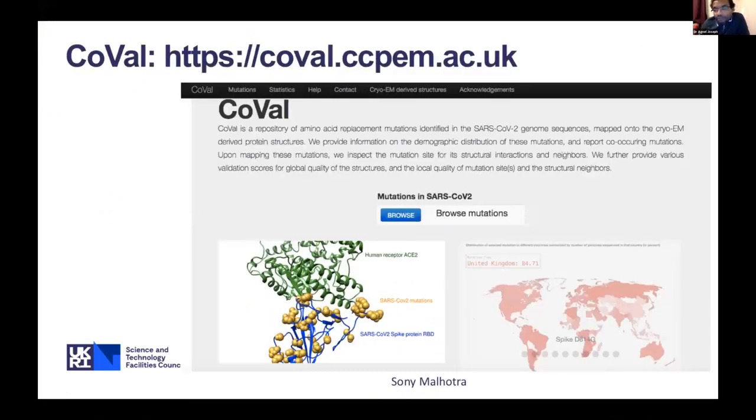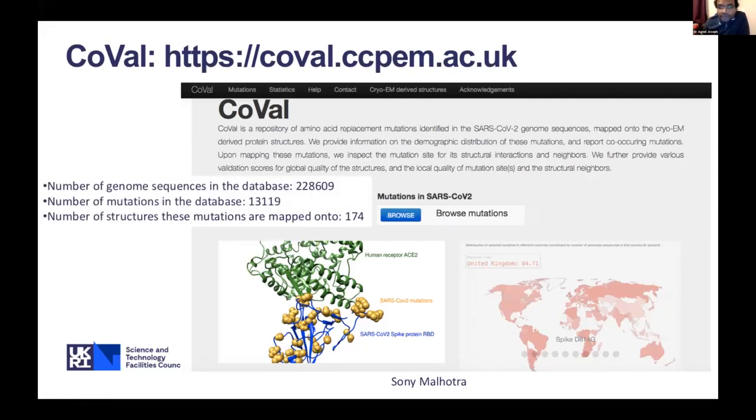Again, just to stop with this resource. This is a resource looking at validation of SARS-CoV-2 structures derived from cryo-EM data. It's a web resource accessible from here. Here we try to map mutations in the SARS-CoV-2 viral genomes onto the 3D structures from cryo-EM data. And currently there are more than 28,000 sequences, and the number of mutations that we have is 13,000 odd.